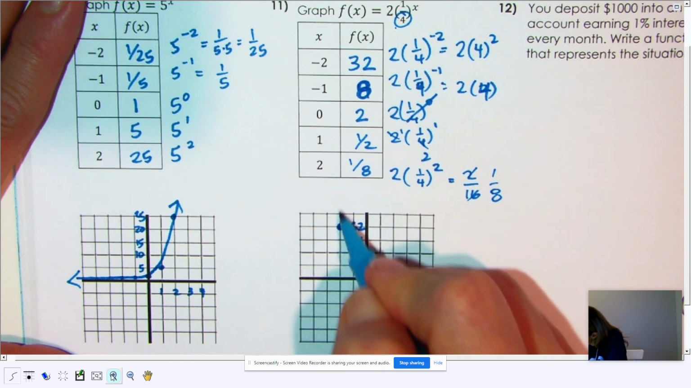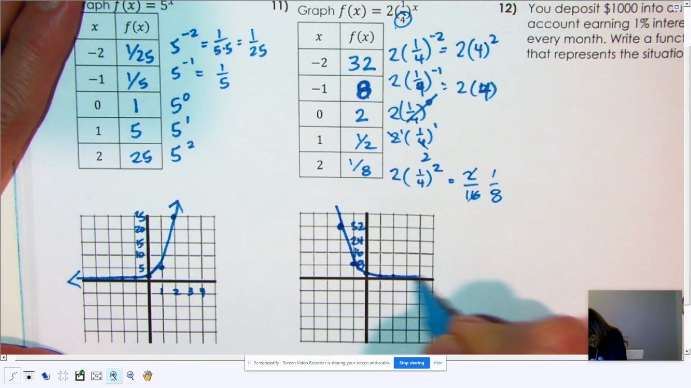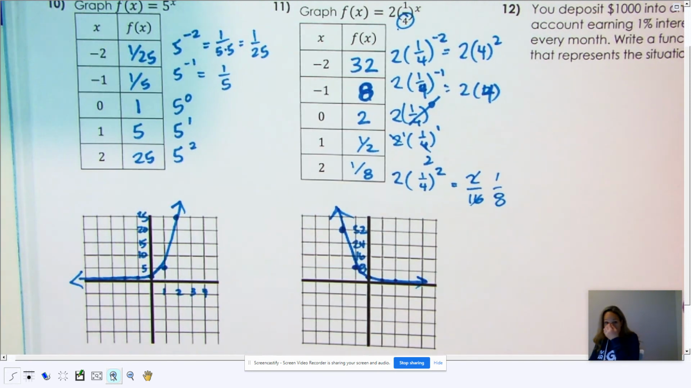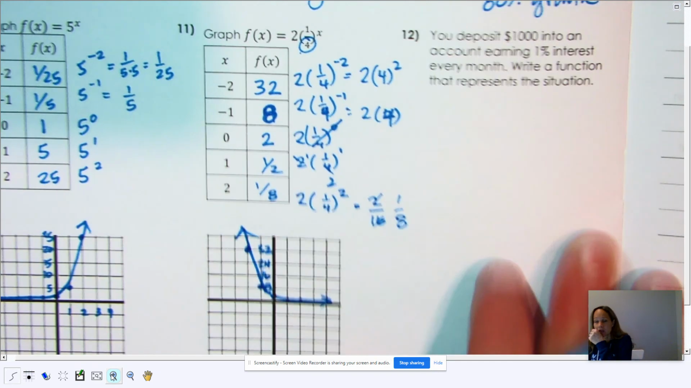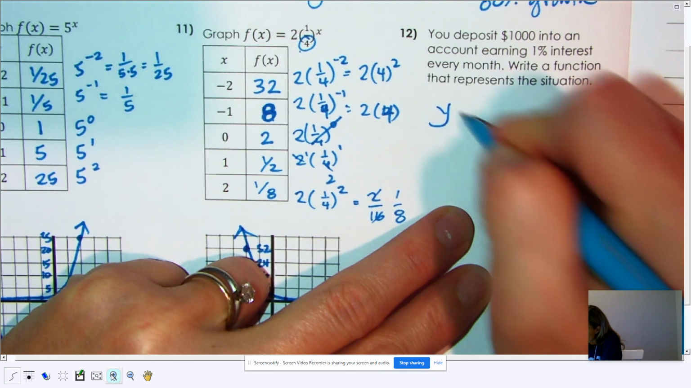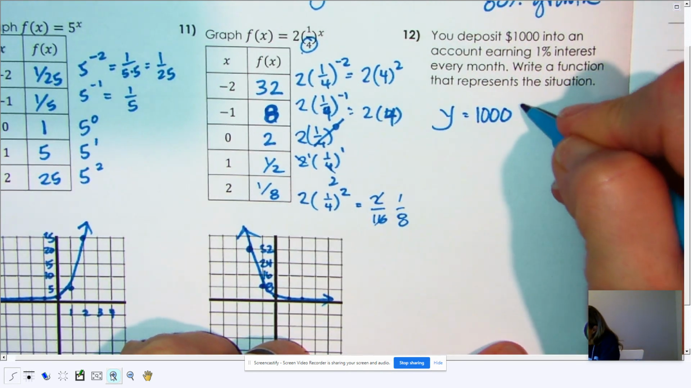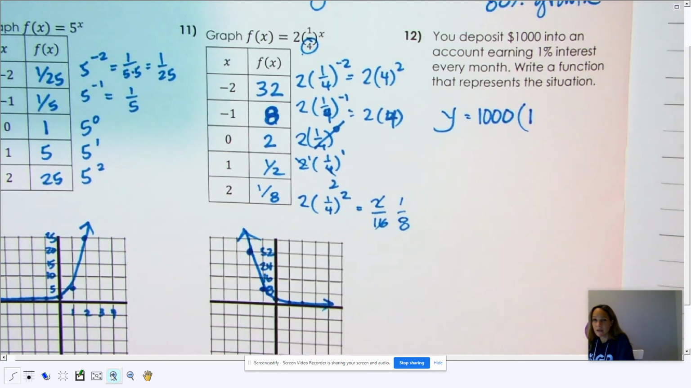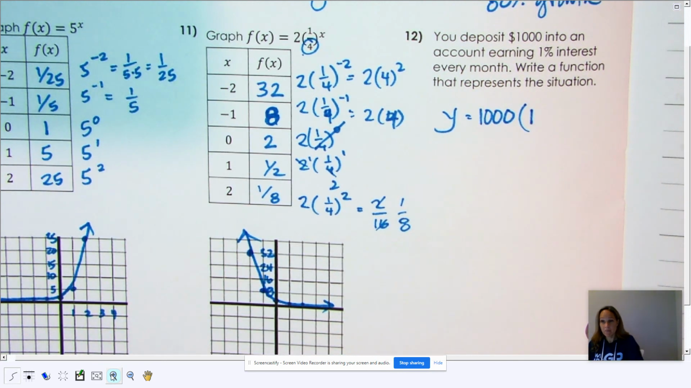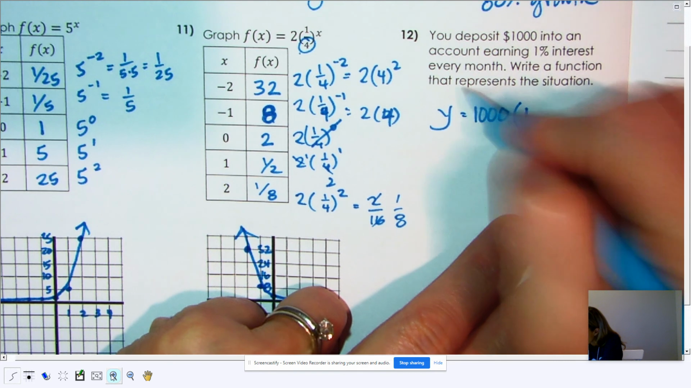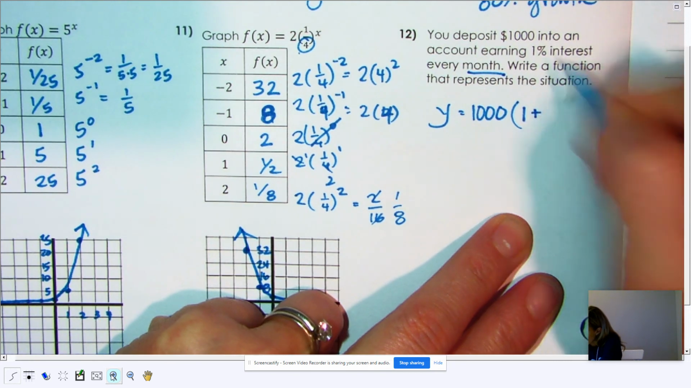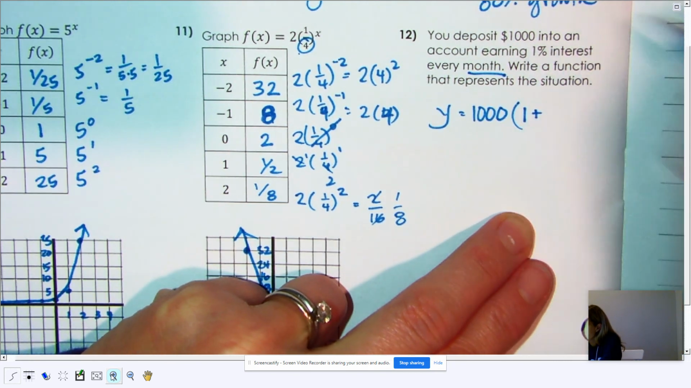So it's getting closer and closer and closer to this line without ever touching it. Okay, and then our very last one here is our compound interest. So we put $1,000 into an account, and I'm going to keep 100% of my money, but every month I'm going to add a part of 1% to it.